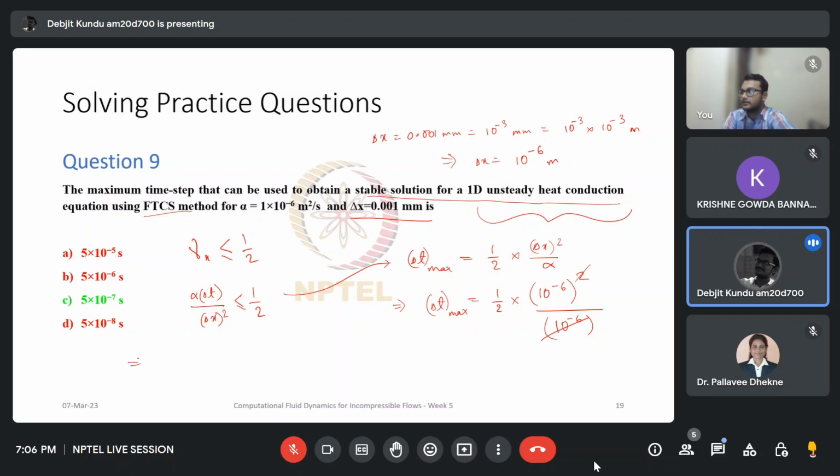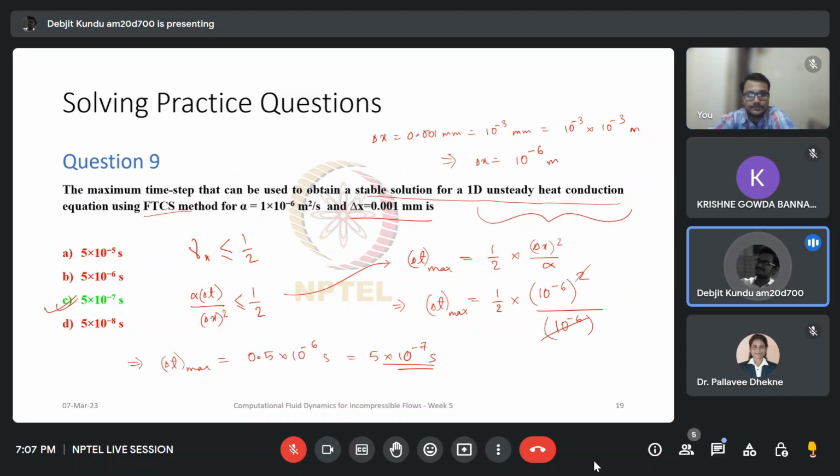So I can write delta T max as 0.5 into 10 to the power minus 6 second, or 5 into 10 to the power minus 7 second, which is option C. So that's why it was the correct answer. So all of you did it correctly. Well done. Any questions on this one?